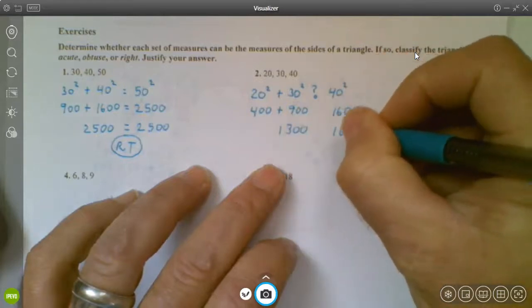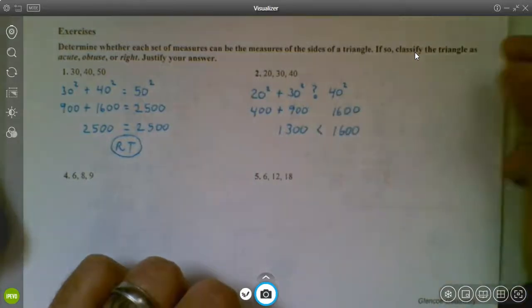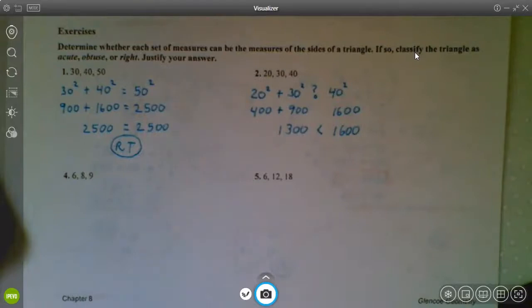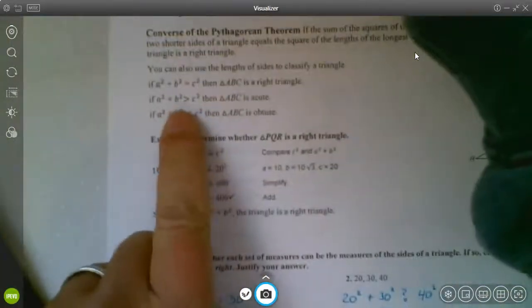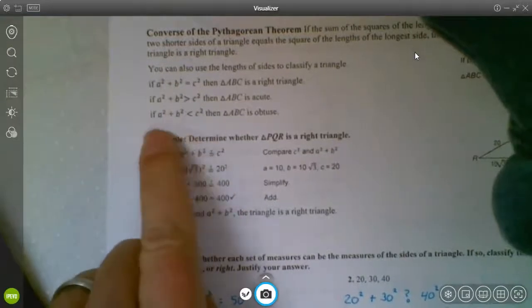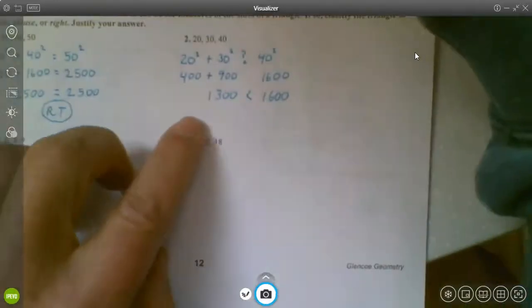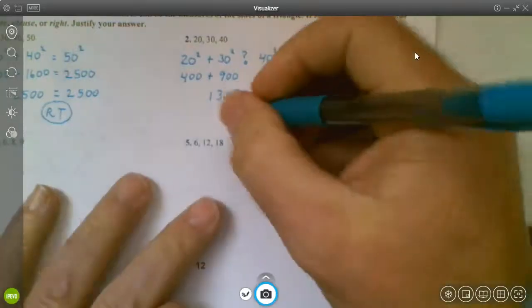Let me just bring this one down. So I know that 1300 is less than 1600, so obviously it's not equal, so we know it's not a right triangle, right? If a squared plus b squared does not equal c squared, then it's not a right triangle. So then what kind of triangle is it? As we look at the rule, when a squared plus b squared is less than c squared, it must be an obtuse triangle. And that's what we have in this case, right? a squared plus b squared is less than c squared, so I know this guy is obtuse.